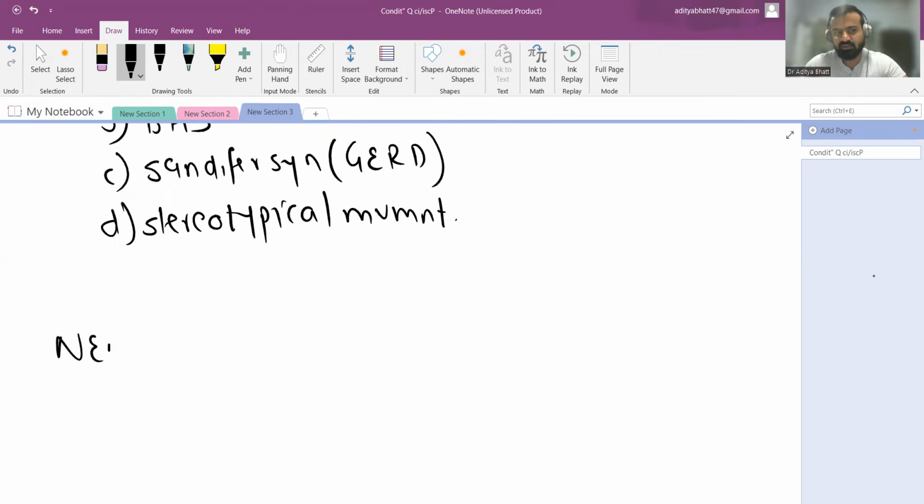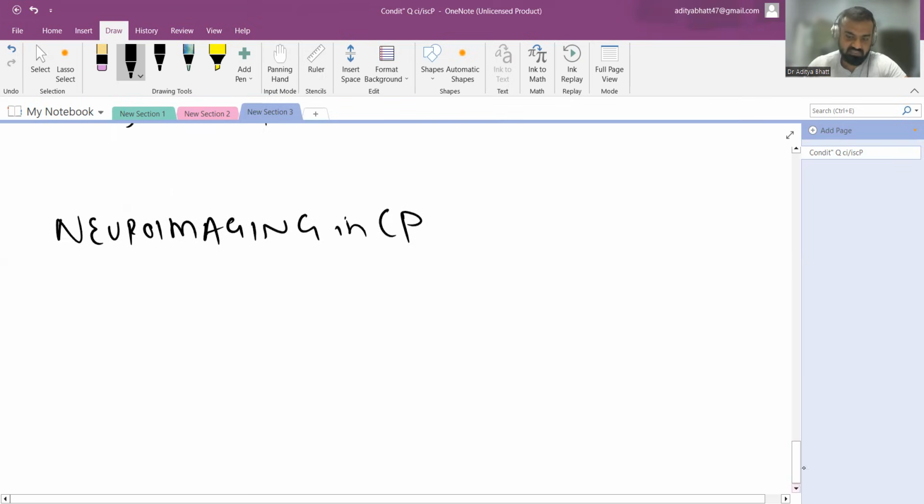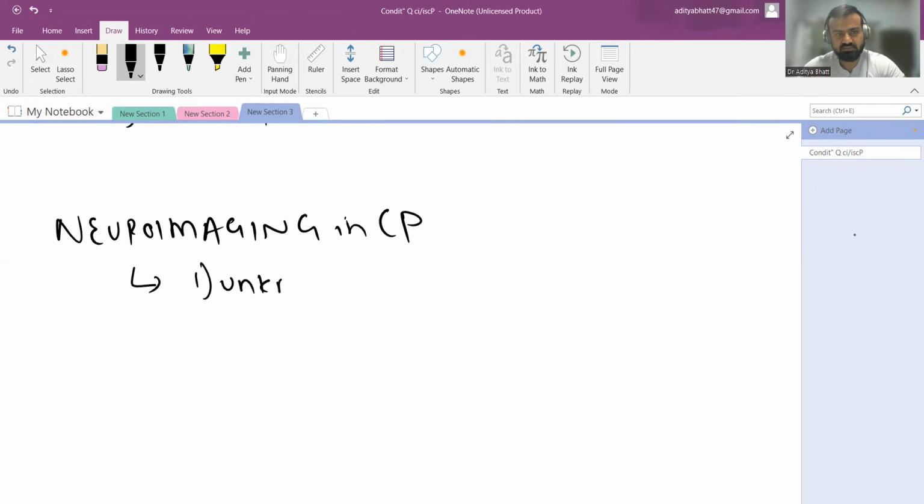Now, the next important point is neuroimaging in CP. Neuroimaging in CP is very important. Why is neuroimaging in CP very important? Because when to do neuroimaging in CP is very important. So first thing is unknown etiology. Unknown etiology. Second is if there is associated microcephaly.